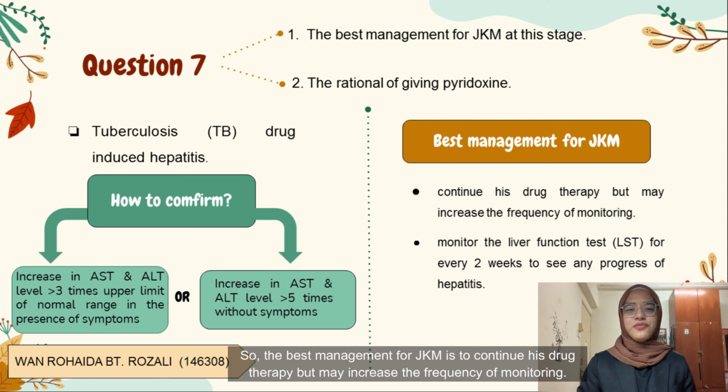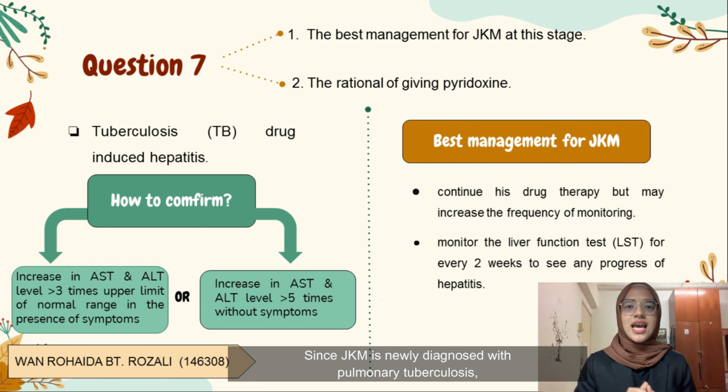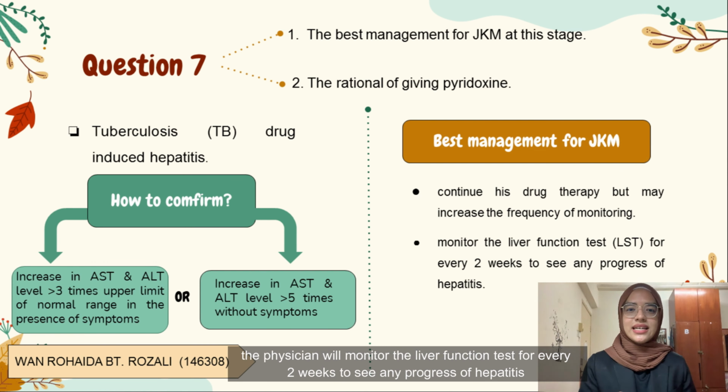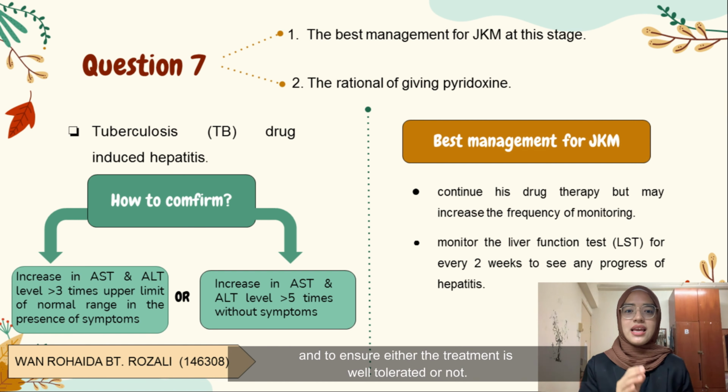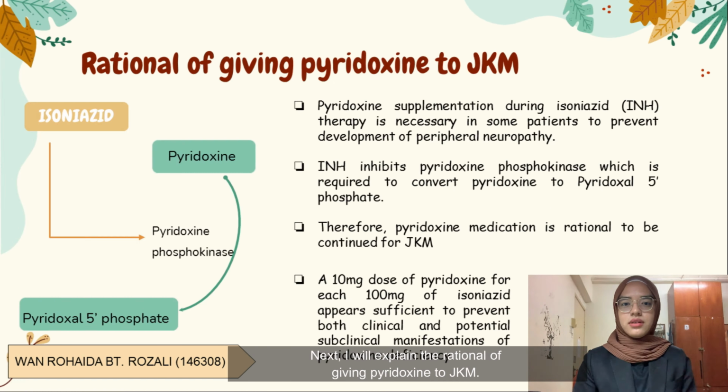So, the best management for JKM is to continue his drug therapy but increase the frequency of monitoring. Since JKM is newly diagnosed with pulmonary tuberculosis, the physician will monitor the liver function test every 2 weeks to see any progress of hepatitis and to ensure whether the treatment is well tolerated or not. Next, I will explain the rationale of giving pyridoxine to JKM.